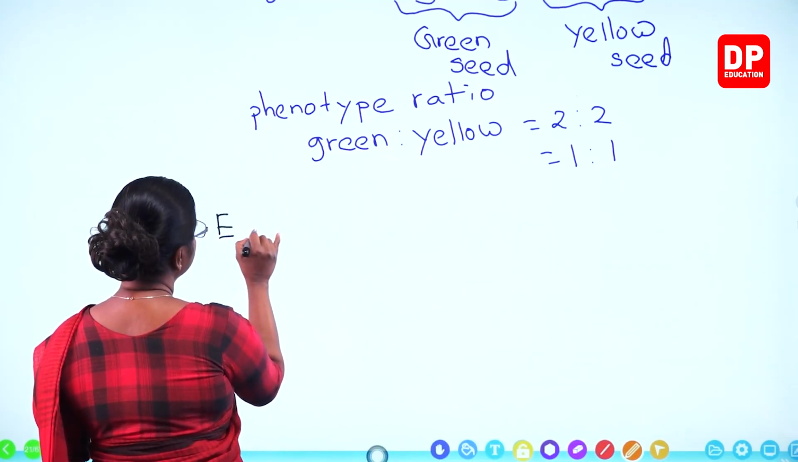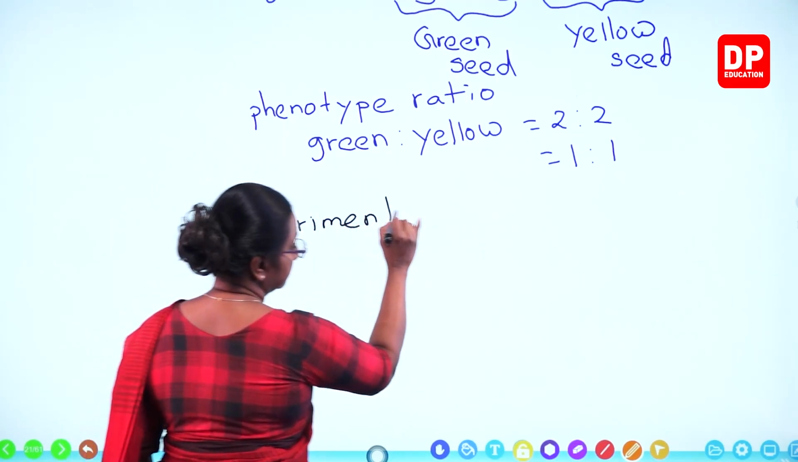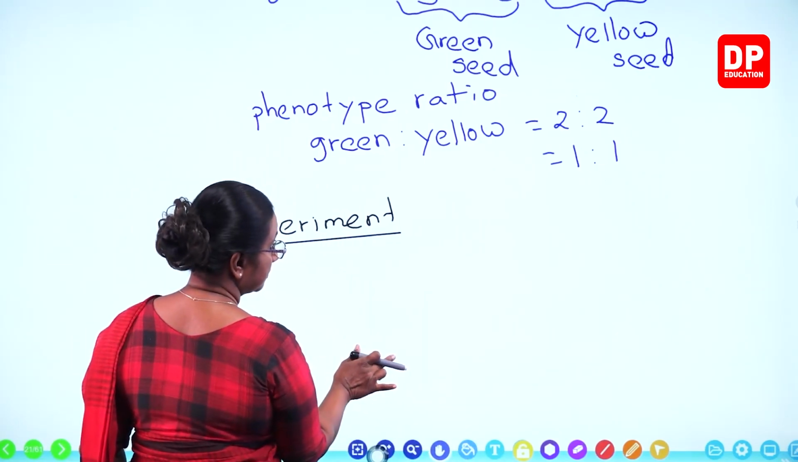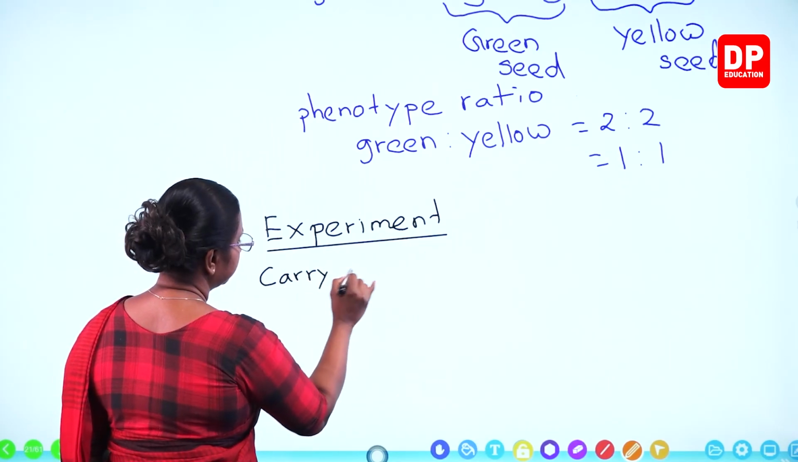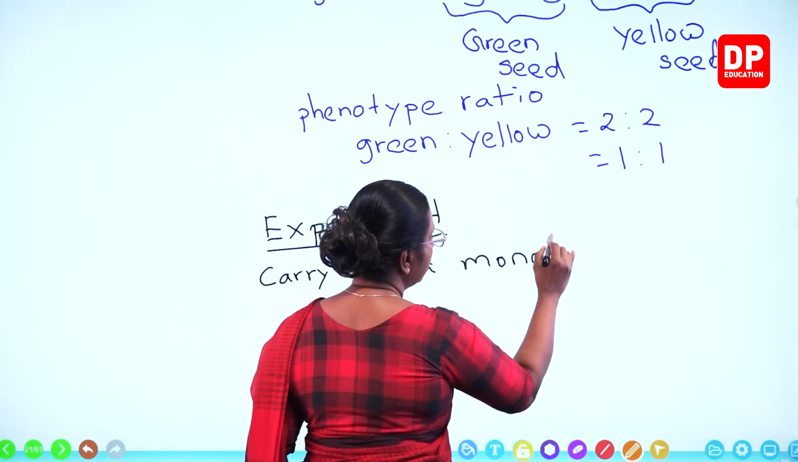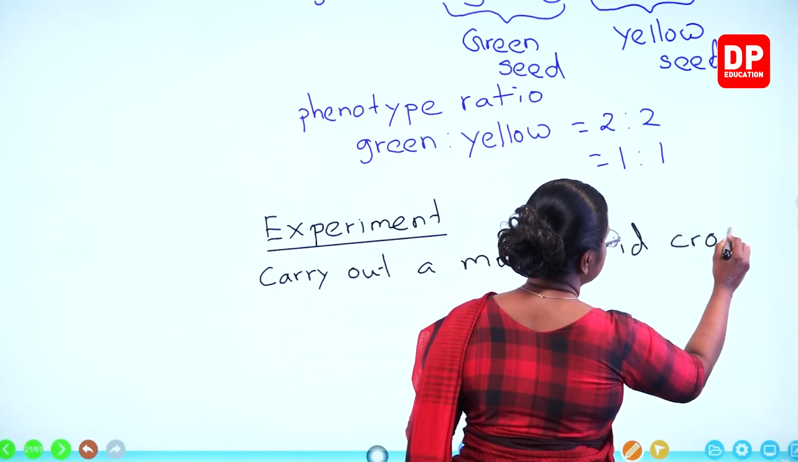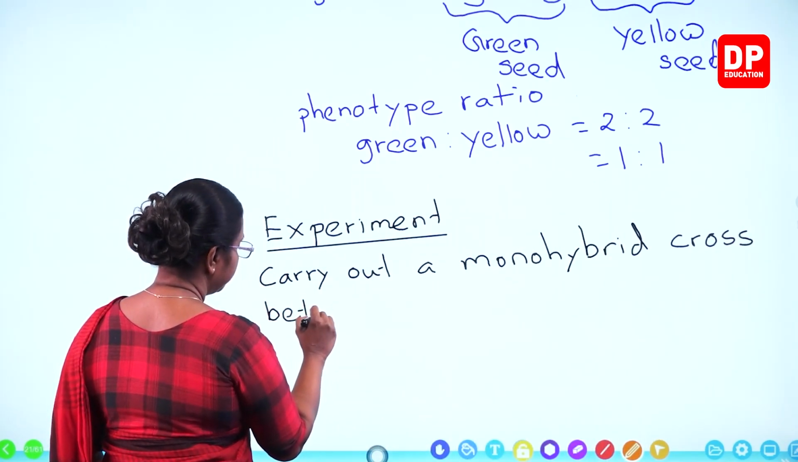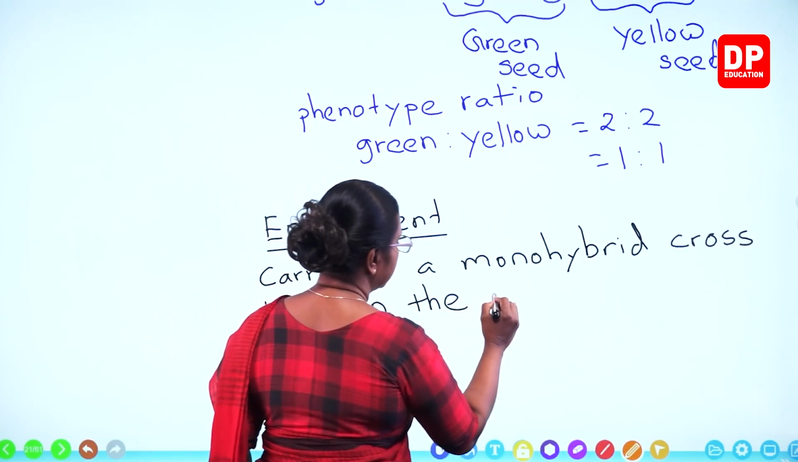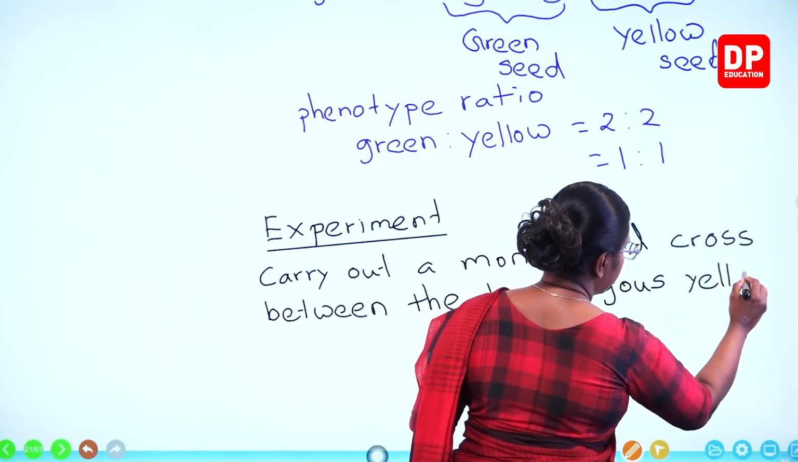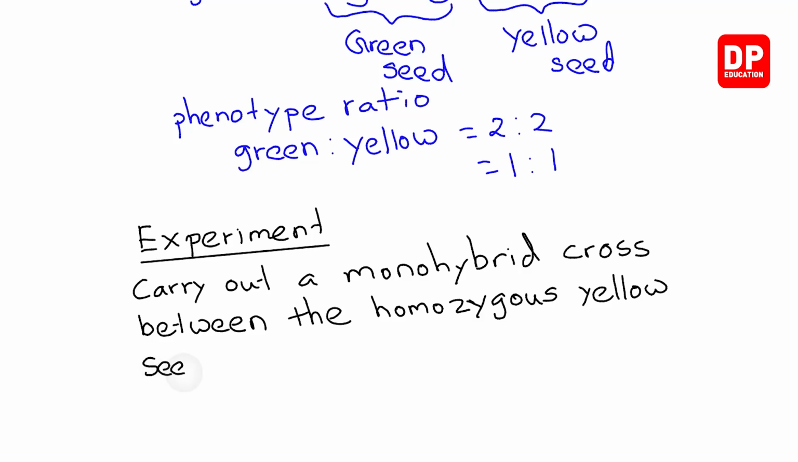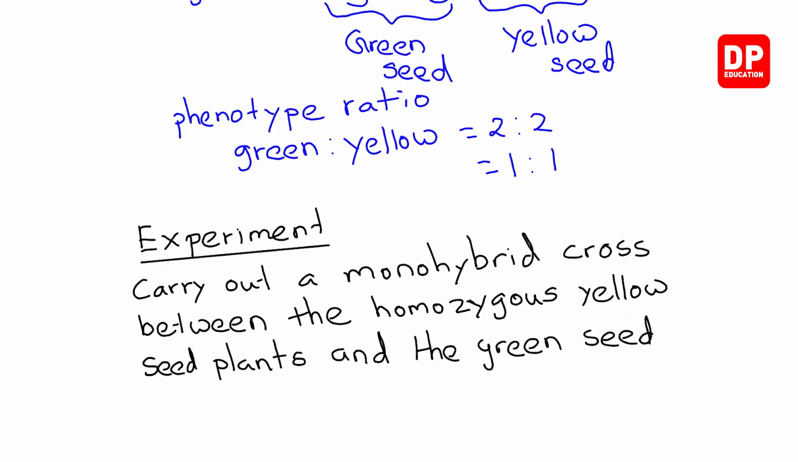So what do we write there? I'll say experiment. Here you can say, carry out a monohybrid cross between the homozygous yellow seed plants and the green seed plants.